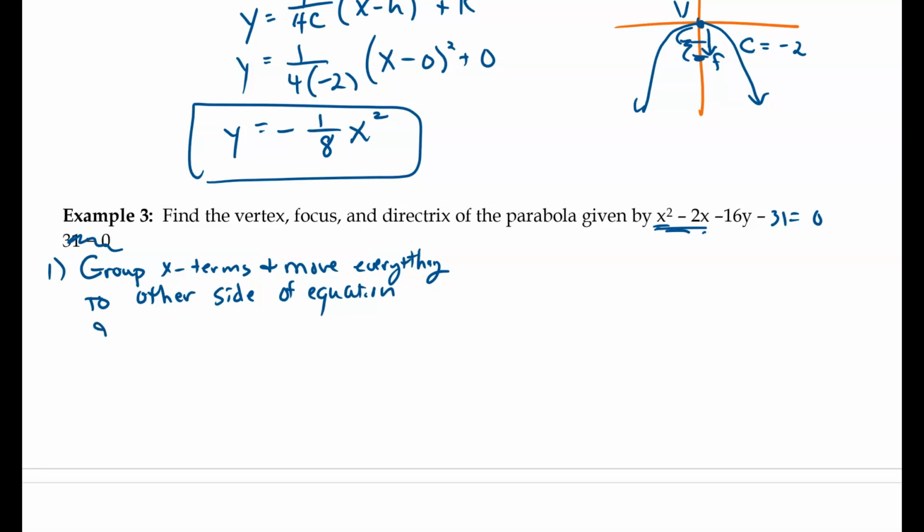And then you're going to complete the square. Now we're not going to do it all the way. Again, we're doing this so we can get our parentheses being squared. All right, then you are going to solve for y. So next up, you're going to solve for your y.